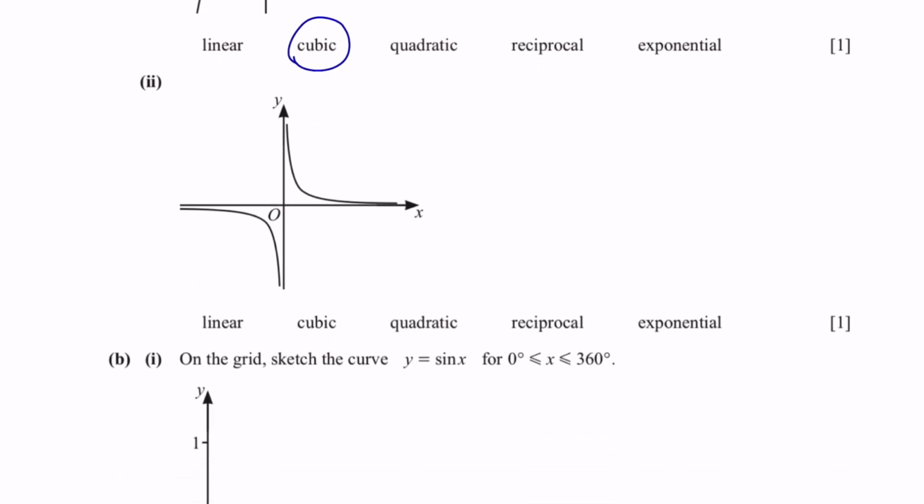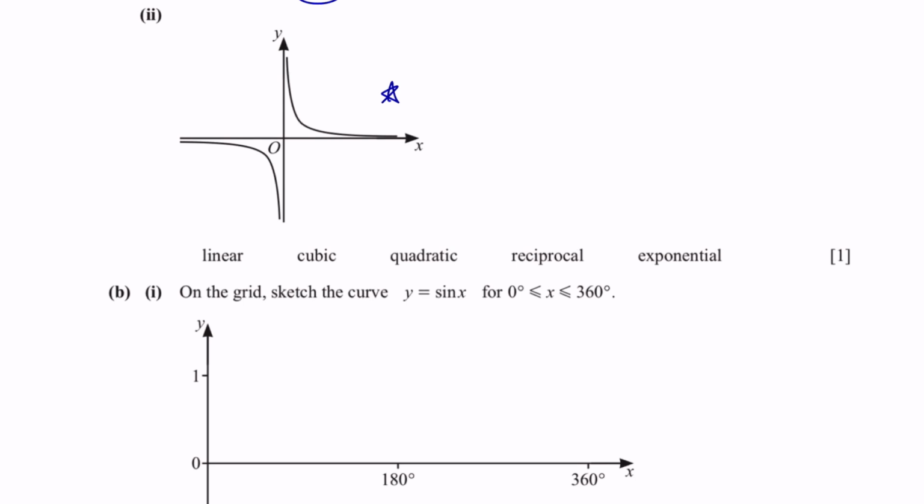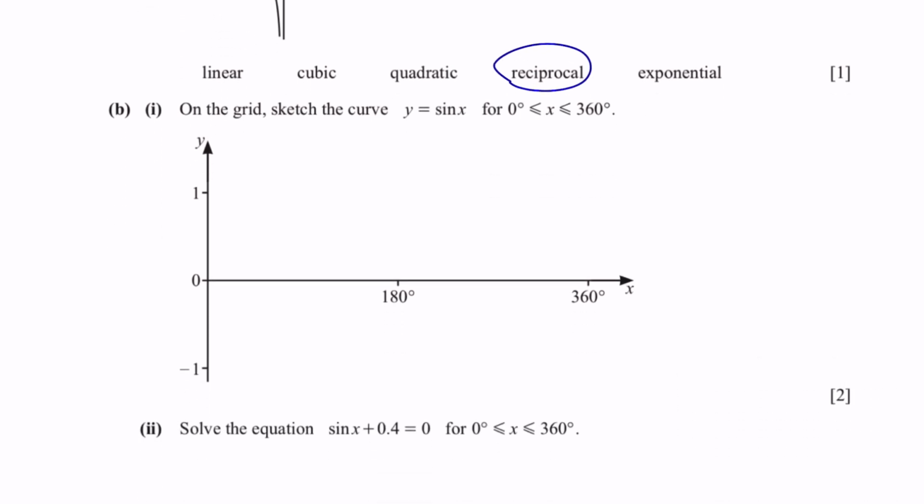Next, question 2. This one here looks like this. So that here would be a reciprocal graph. Next question. On the graph, sketch the curve y equals sine x for 0 to 360 degrees. So a sine x graph would look like this. Next, part 2. Solve the equation sine x plus 0.4 equals 0 for 0 degrees up to 360 degrees.